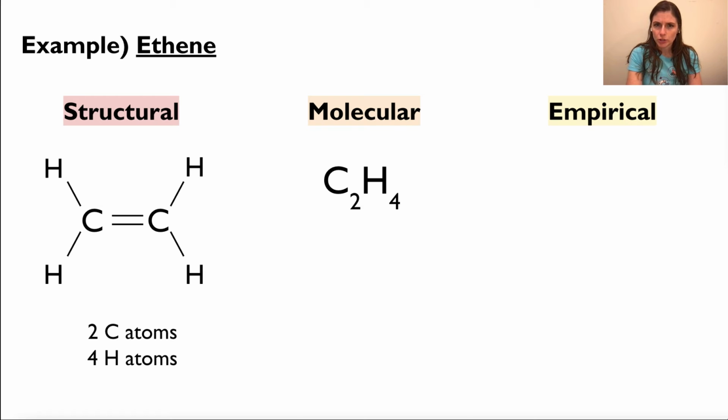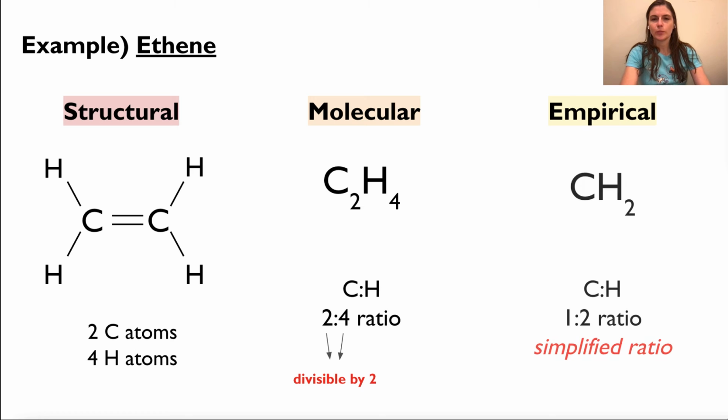That is a 2 to 4 ratio, and both 2 and 4 are divisible by 2. 2 divided by 2 is 1, 4 divided by 2 is 2, so I end up with a 1 to 2 ratio of carbon to hydrogen, whereas I had a 2 to 4 ratio of carbon to hydrogen before it was simplified. So my molecular formula is C2H4. My more simplified empirical formula is C1H2, or just CH2.